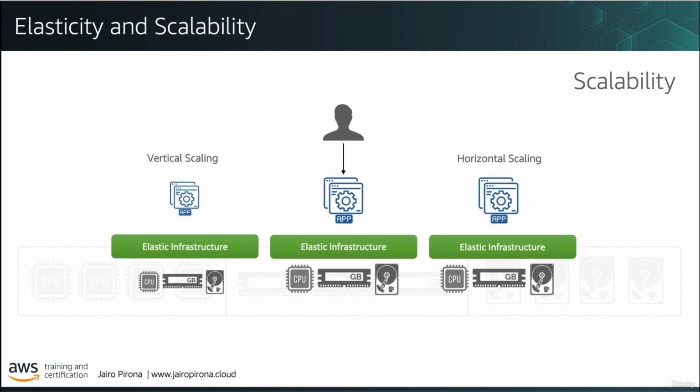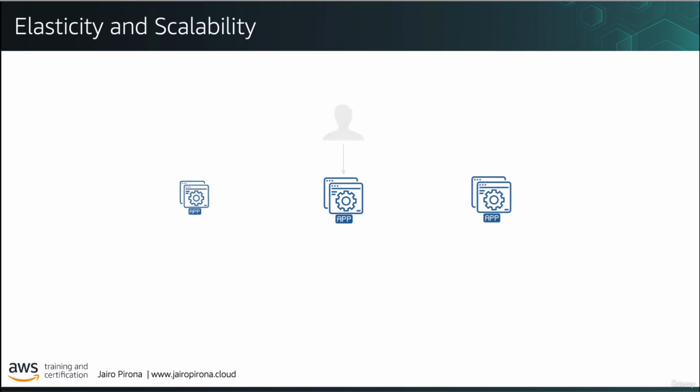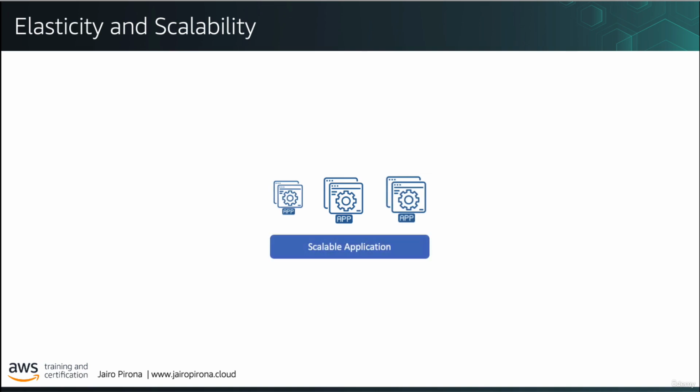So, if an application can scale vertically or horizontally to adjust to an increase or decrease in demand, it is said to be a scalable application. An application can only be scalable if it is supported by an elastic infrastructure, and it is because of elasticity and scalability that we can build resiliency into our architecture.